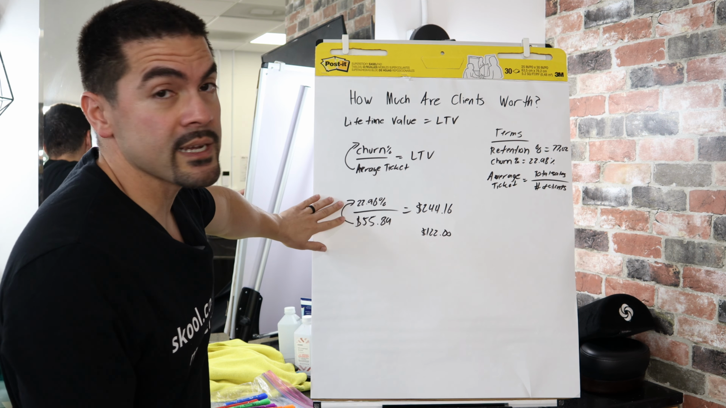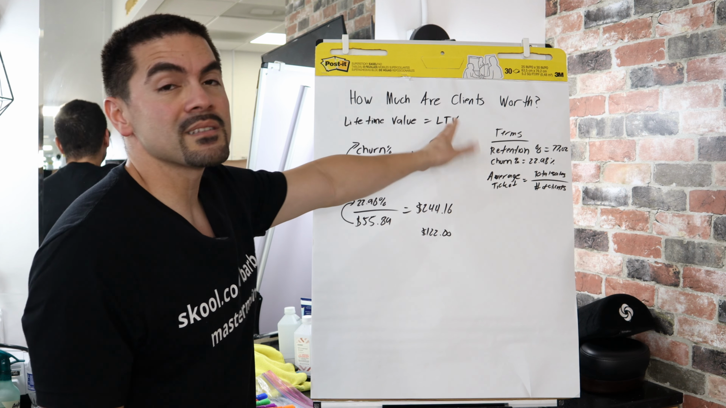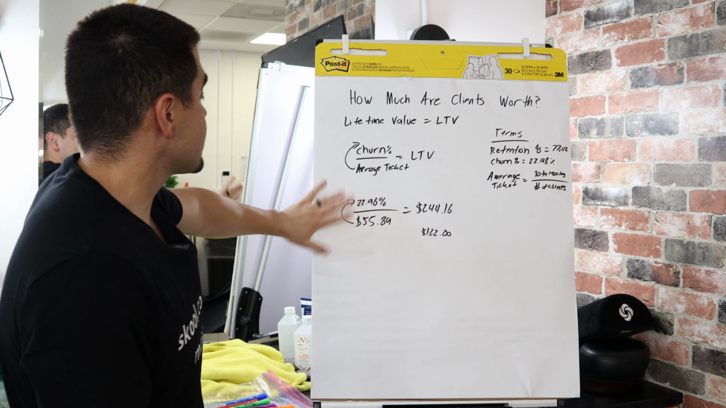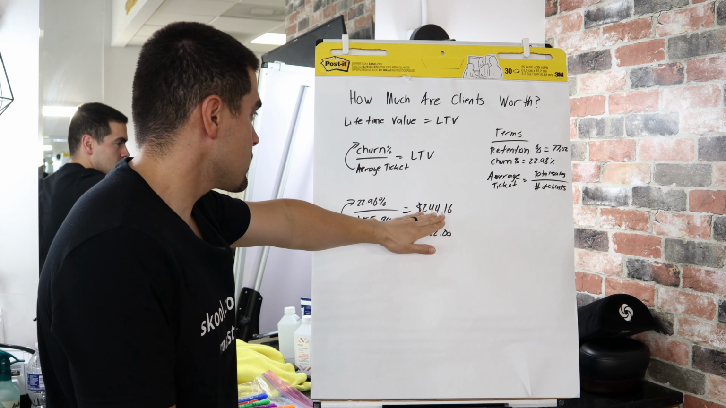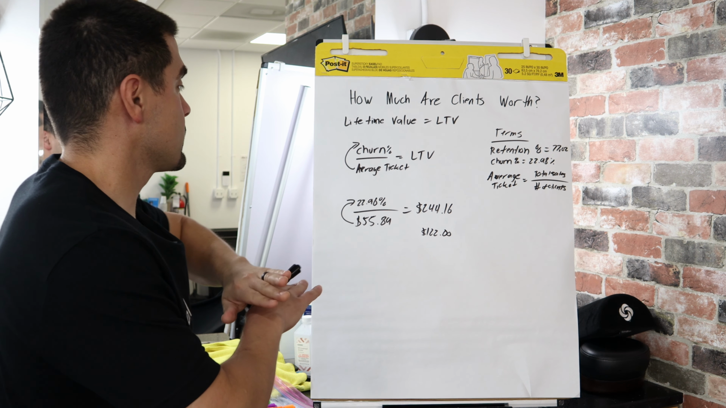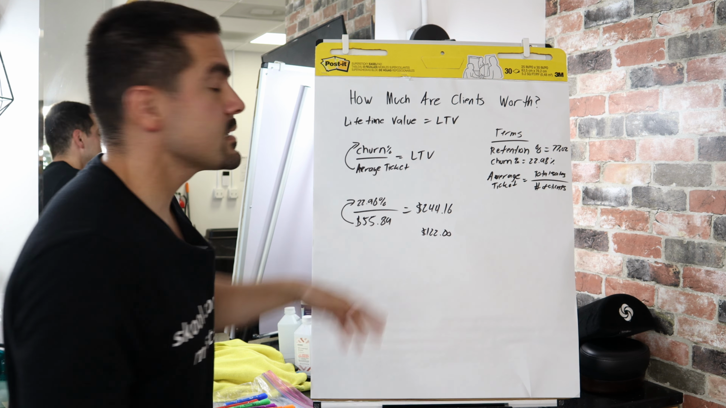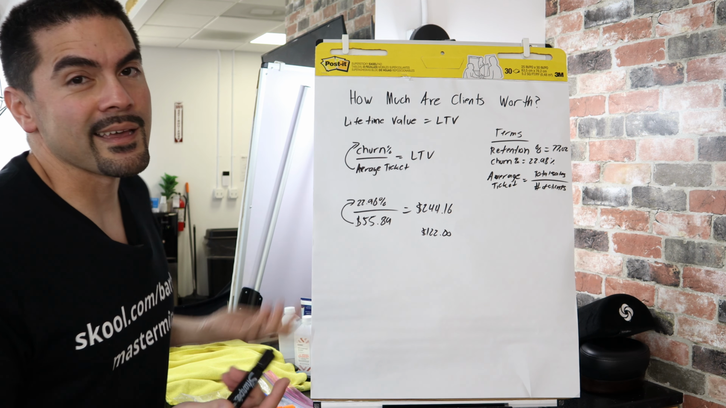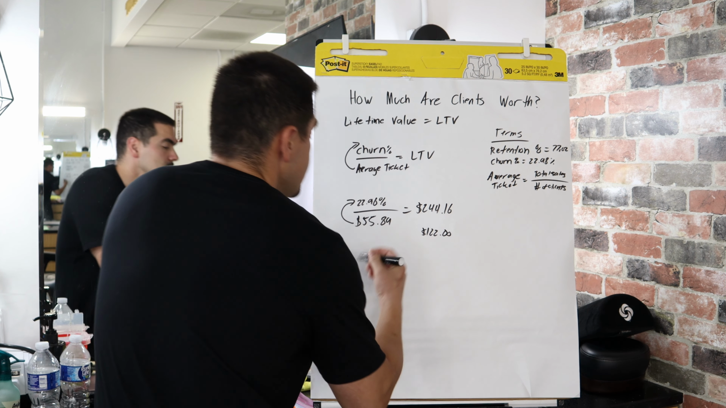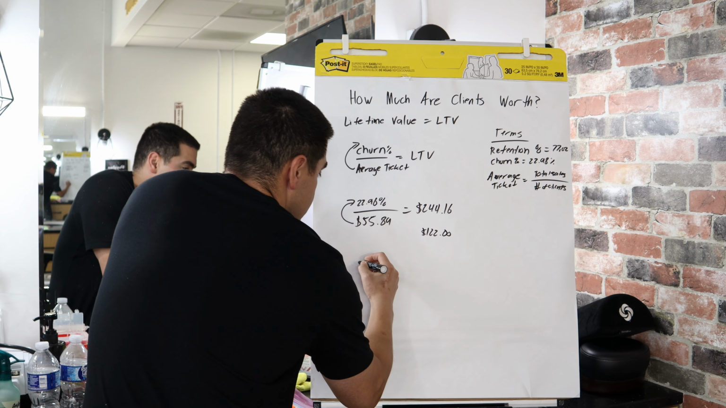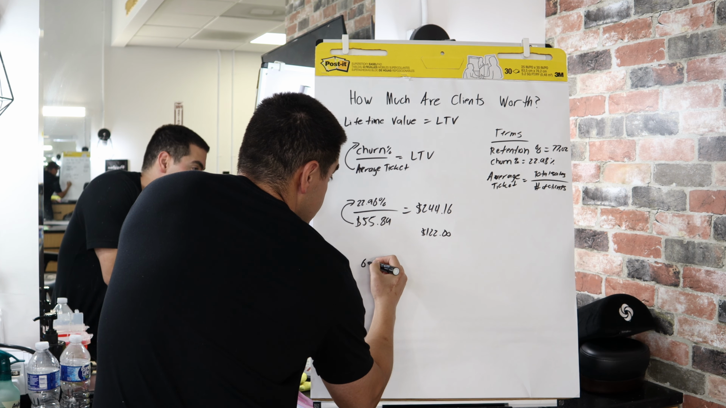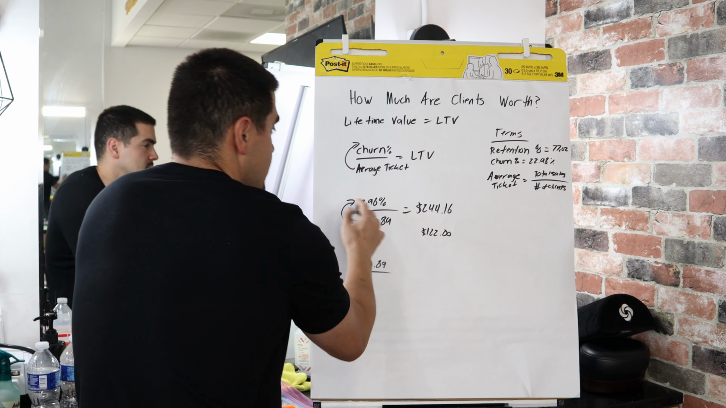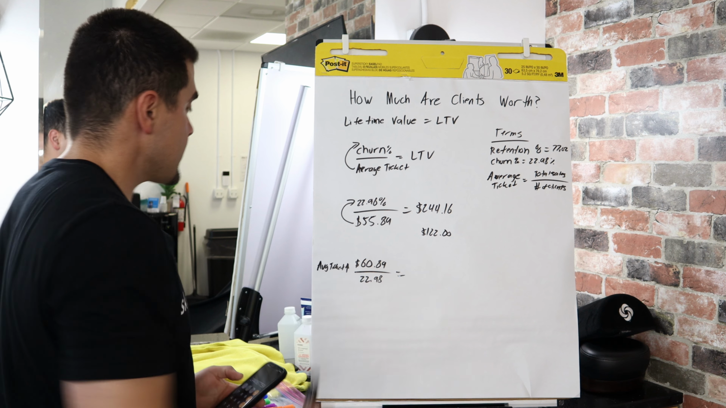So this is with no change. If we just stayed where we're at, which we haven't, we've gotten better. If we just stayed with these numbers, this is what our lifetime value would be with nothing changing. But let's just say we raise our price and our average ticket goes up by like $5, we'll say. So instead of 55, now we're at 60.89. Churn stayed the same.